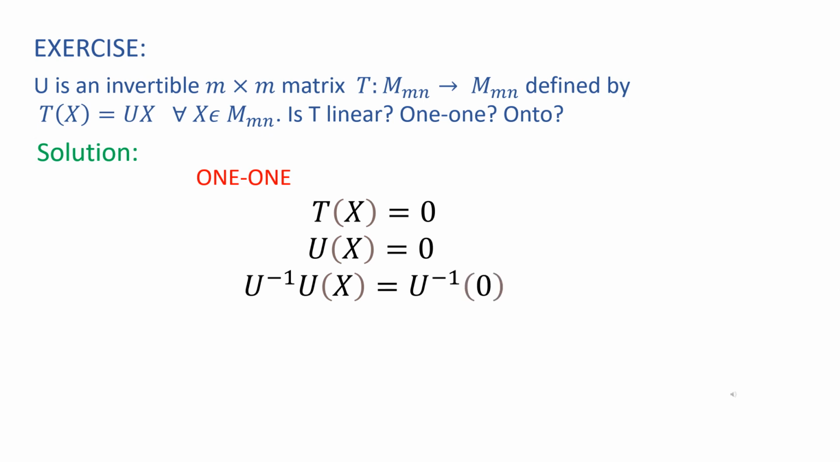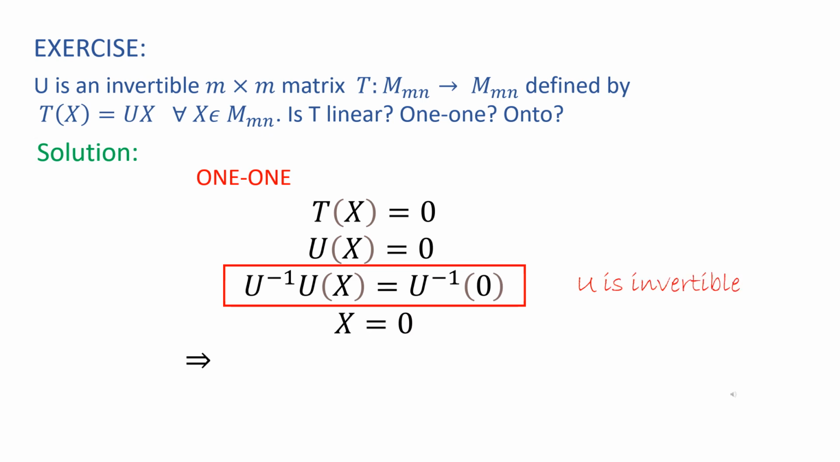Now we are given that U is an invertible M cross M matrix. So we can multiply by U inverse, because U is invertible. So U of x is equal to 0, and we put the value: U inverse into 0, which is equal to x, is equal to 0. So this proves that T is one-one.